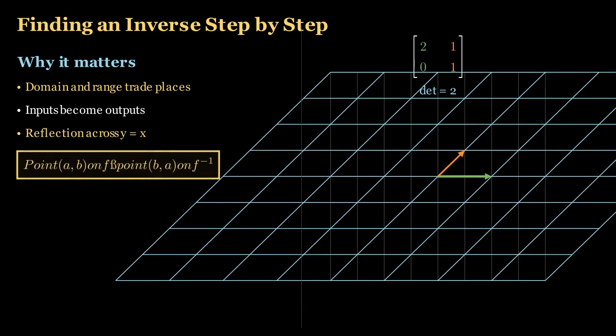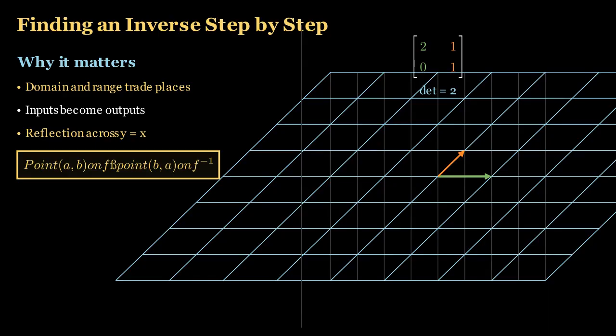Geometrically, every point (a, b) on the original graph becomes the point (b, a) on the inverse graph. This is exactly a reflection across the diagonal line y equals x. The graph of the inverse is the mirror image of the original graph over that line.